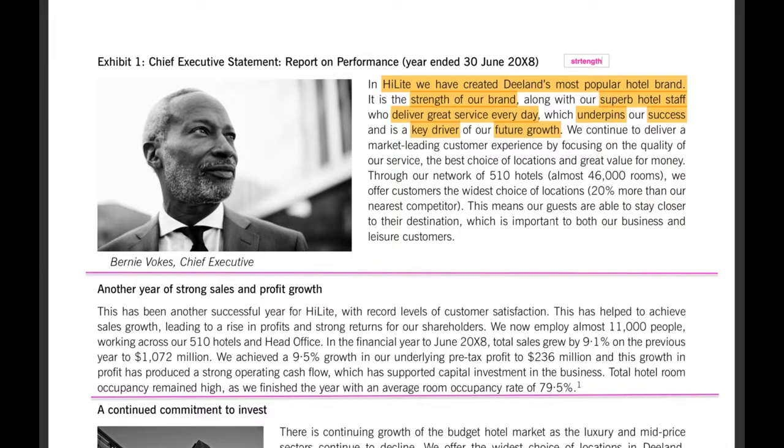It's the strength of our brand, superb hotel staff who deliver, which underpins success and is a key driver of our future growth. Okay, so basically they have three things, the main factors that actually lead to their future growth. That is the brand name and the staff that they have. All right, so basically they're focusing on this. We continue to deliver a market-leading customer experience by focusing on the quality of service. Okay, like I mentioned, they have quality of service.